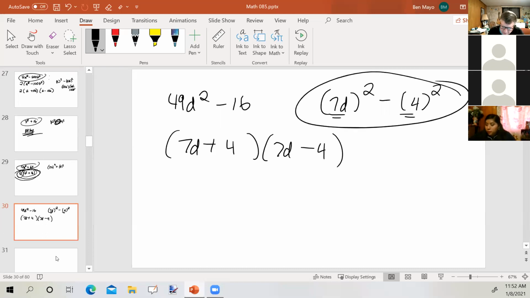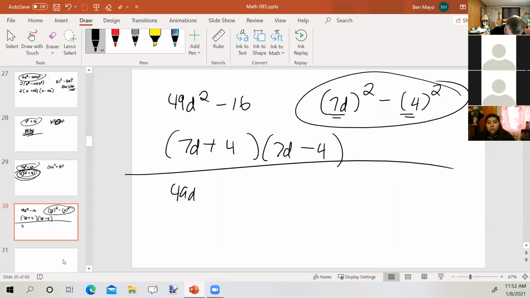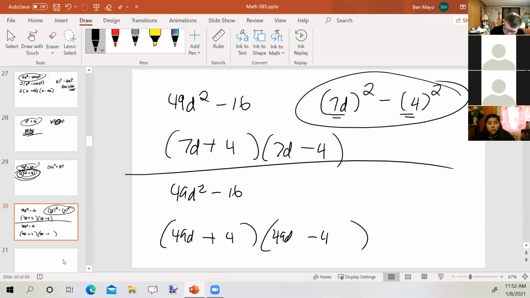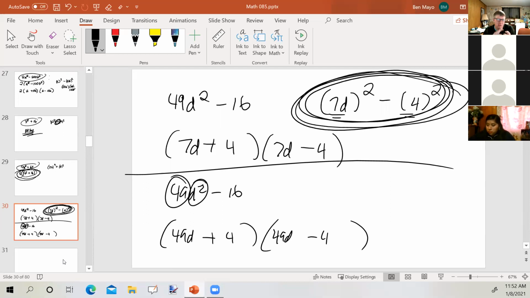Why do I go through that step? Because I've had students do something like this. They'll go 49d squared minus 16, and here they'll put 49d plus 4 minus 4. They forget that not only the d squared has to be broken apart, but the 49 has to be broken apart as well. So my thinking is that by doing this, it forces you to think that through. Okay? All right, let's see here.